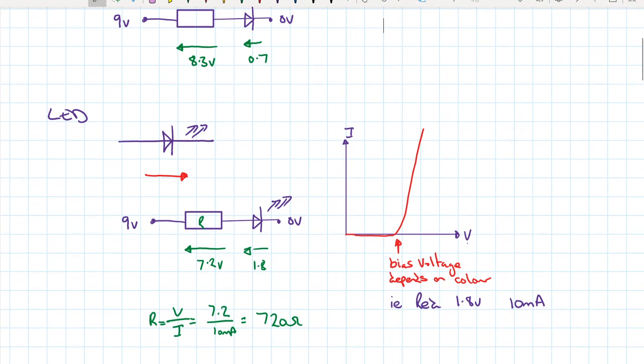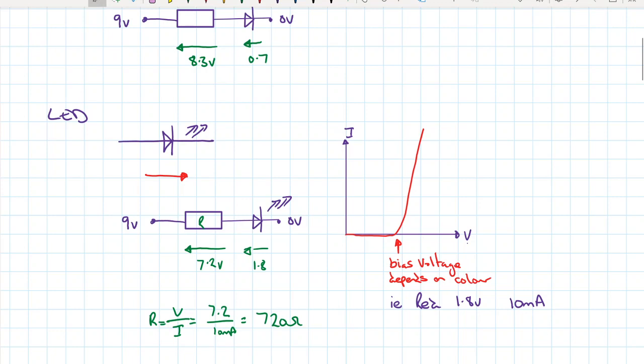So our LED, same idea, forward bias. When it's in forward bias, it illuminates. Looking at the graph, that bias voltage for forward bias will depend on the color, so we need to look at a manufacturer's data sheet, or be told. For a red LED, it's approximately 1.8 volts. For it to illuminate, though, we need sufficient current to be flowing through it, so we also look on the data sheet. Typically around 10 milliamps should be enough to make an LED illuminate.